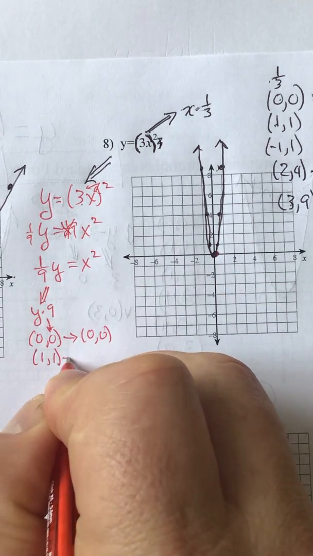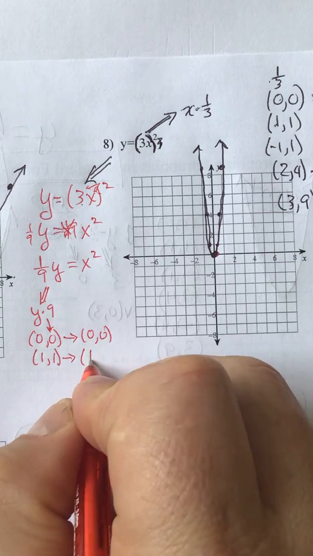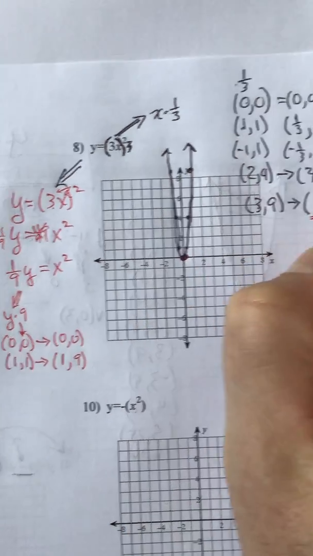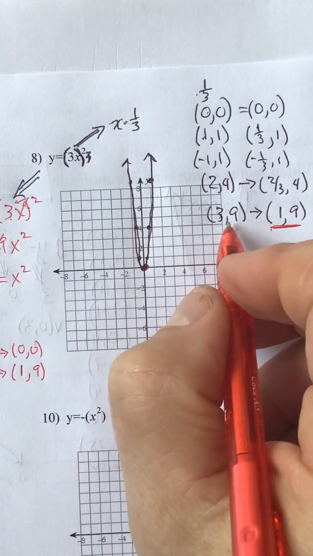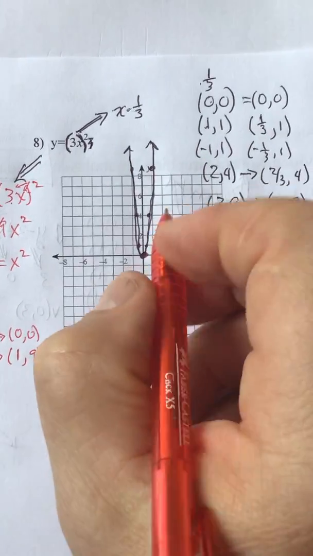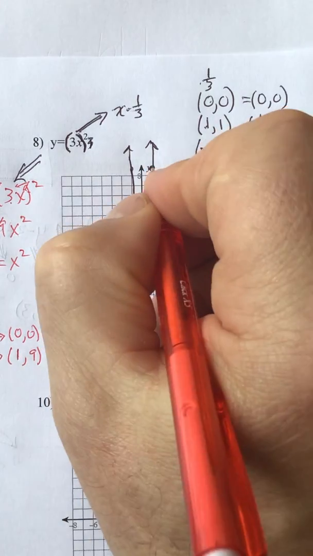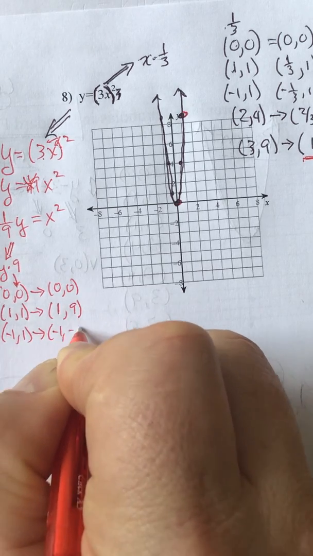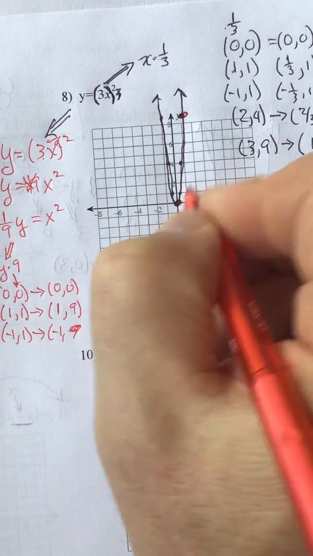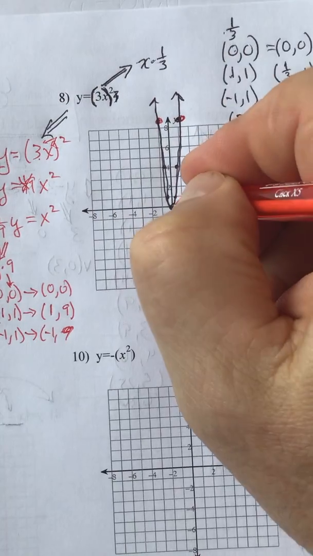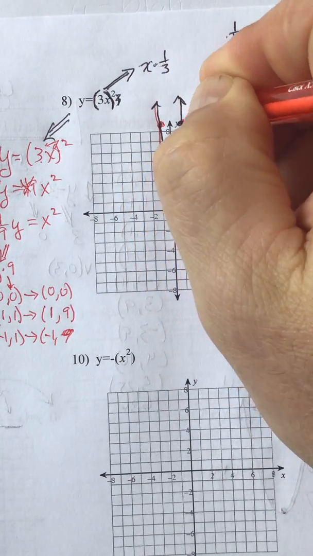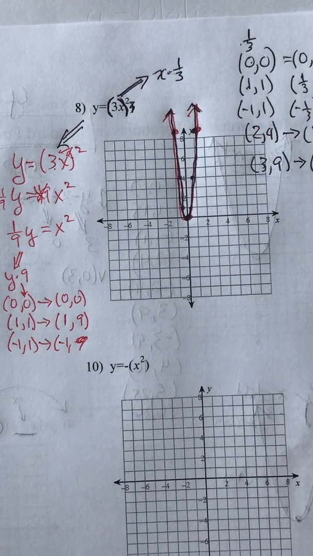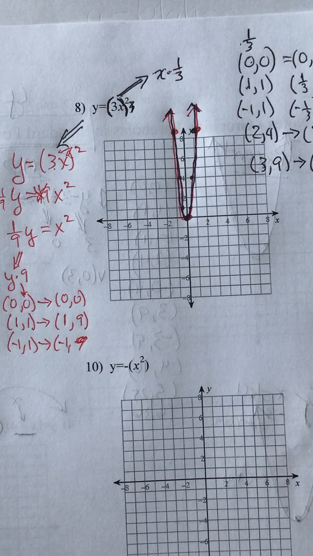Now 1, 1. Okay, the y's are getting multiplied by 9, so it'll be 1, 9. Notice that that was a point over here also. 3, 9 became 1, 9. Well, now the 1, 1 becomes 1, 9. Over 1 up 9 is right there. And if we do the negative 1, so negative 1, 9. So see, these 3 red dots are in the exact same location as the 5 black dots were. So you can actually do that either way. You can multiply it out or not multiply it out.